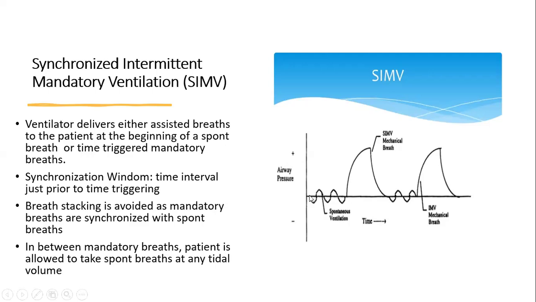Now, it avoids breath stacking because all of them become a delivered breath. All right, it's a continuum, so there is no breath stacking. And in between mandatory breath 1 and mandatory breath 2, the patient is allowed to take spontaneous breaths. So the patient takes part of the respiratory effort throughout and prevents disuse atrophy of respiratory muscles. And that is why a lot of people favor SIMV.